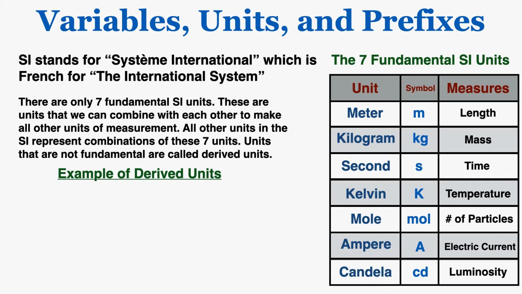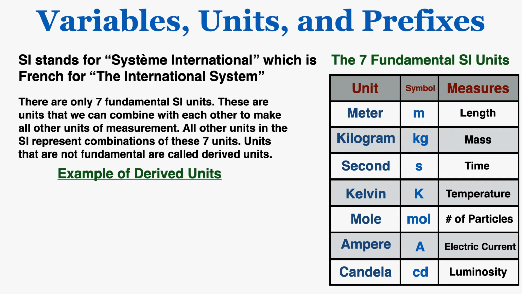There are only 7 fundamental SI units. You can see that I have them listed on the right: the meter, the kilogram, the second, the Kelvin, the mole, the ampere, and the candela. These are units that we can combine with each other to make all other units of measurement. So all units that we will use this year in physics are actually just combinations of these 7 basic units. Units that are not fundamental are called derived units.